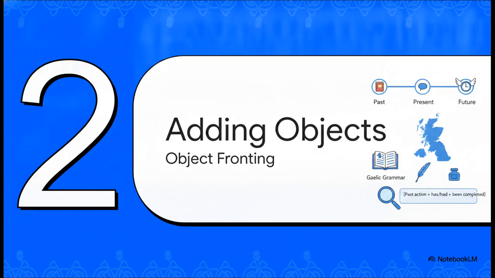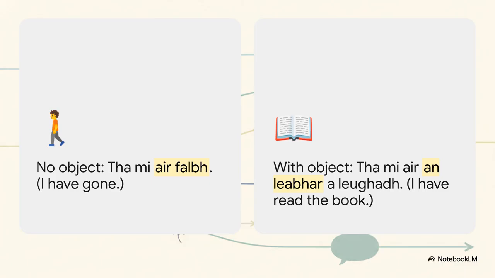Section 2. Adding objects. Object fronting. Okay, now that we have the anchor secured, let's see what happens to our sentence structure when we introduce a direct object. When there's no object, the verbal noun sits right after air. So, "Tommy air falv," I have gone, or "Tommy air ita," I have eaten. Super simple, right? But when we add an object, like the book, an leabhar, the whole structure shifts. "Tommy air an leabhar a leabhah," I have read the book. The object actually jumps before the verbal noun.